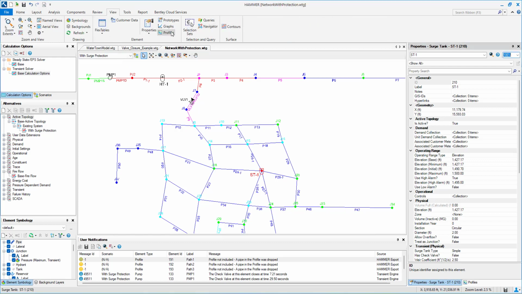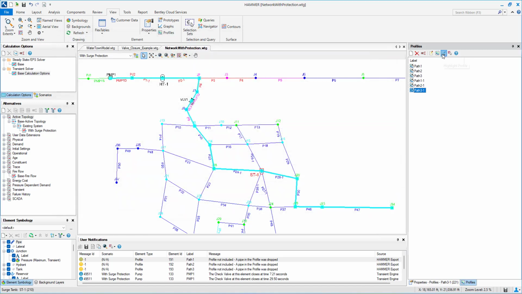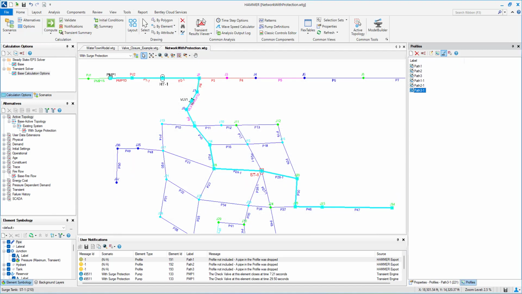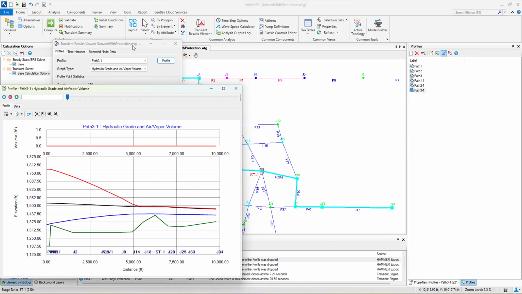When analyzing transient results, there are a number of helpful tools to help visualize what's happening throughout the water distribution system. One tool that proves very useful for designers is HAMMER's built-in profile viewer. Profiles show hydraulic grade and pressure across lengths of pipe in a system.